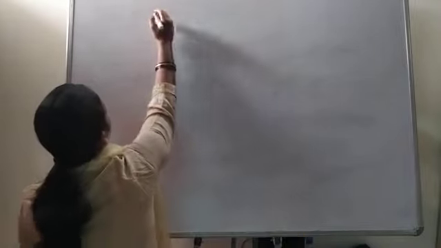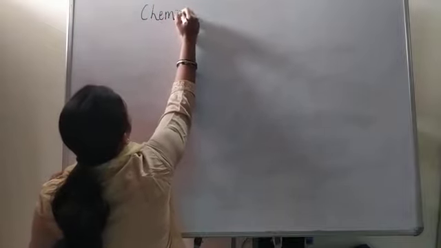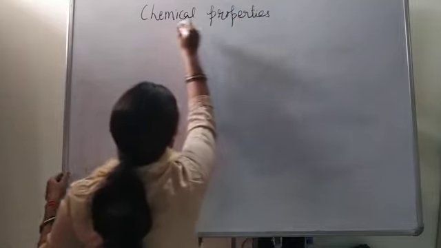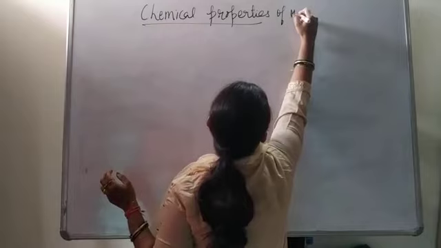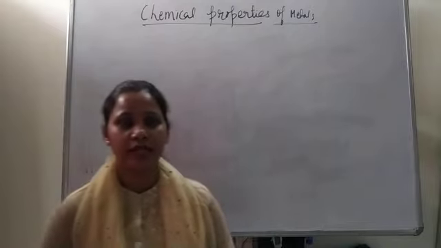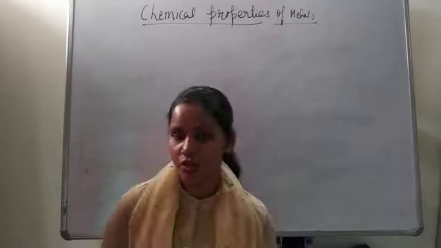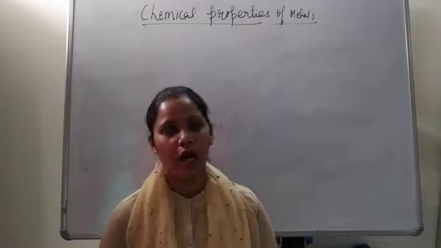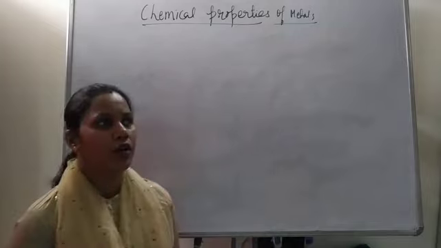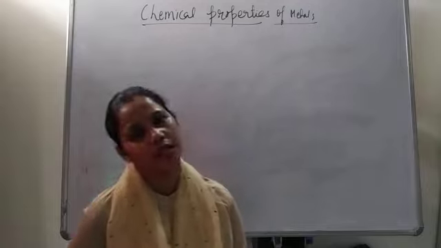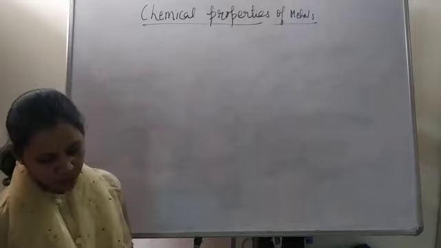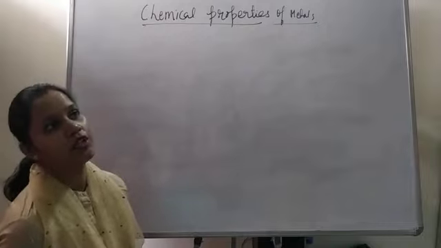Let me just write the chemical properties of metals. Now in this video today we are going to see how a metal reacts with acid, how a metal reacts with oxygen, and depending upon the reactivity, what is the nature of the oxide formed when a metal reacts with oxygen, whether the metals form basic oxides or acidic oxides, etc. Okay, so let's begin. First, we'll talk about the chemical properties of metals.